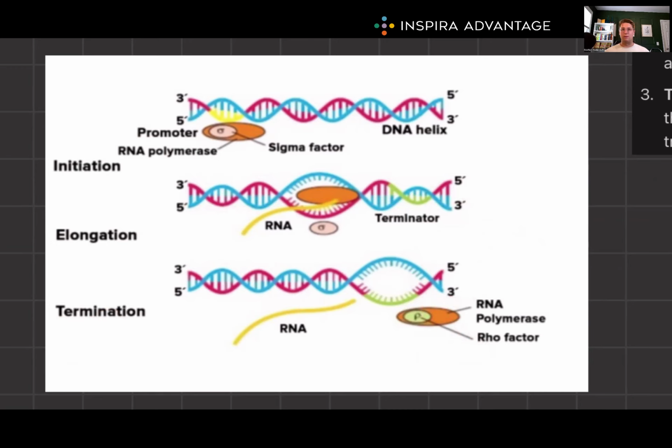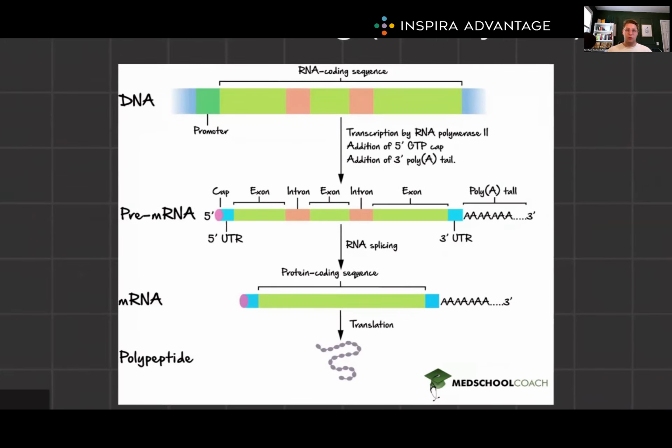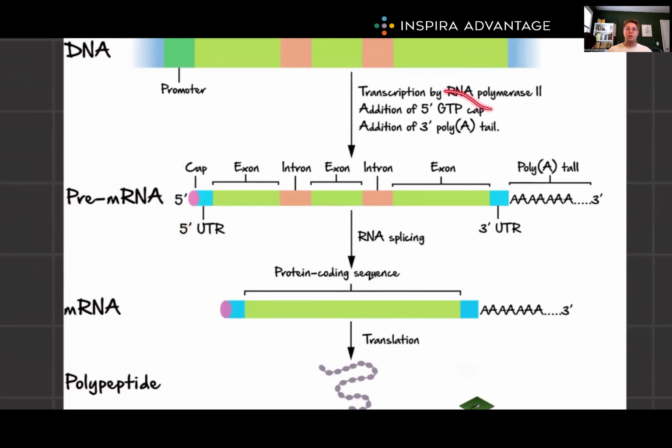be translated. But before mRNA can be translated into a protein in eukaryotes, it's going to undergo processing. A couple things it needs to do. First, we've got 5' capping. So here's our portion of the 5', and we'll see there's a little pink cap on it. So that cap is made up of GTP. It's a modified guanine nucleotide. Basically what it's doing is protecting it from degradation and aiding in the ribosome identifying and binding to it.